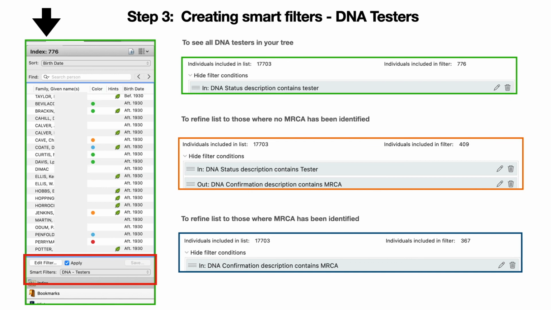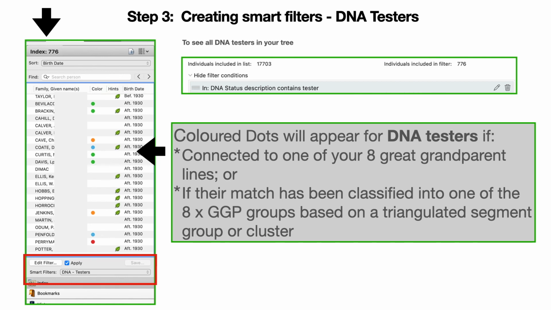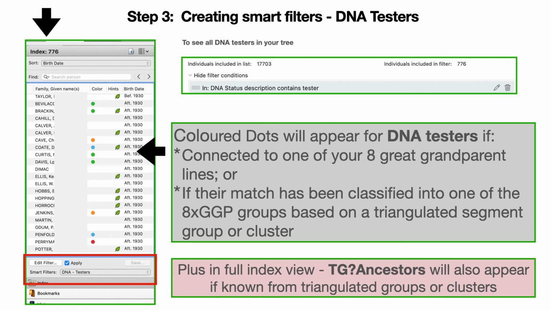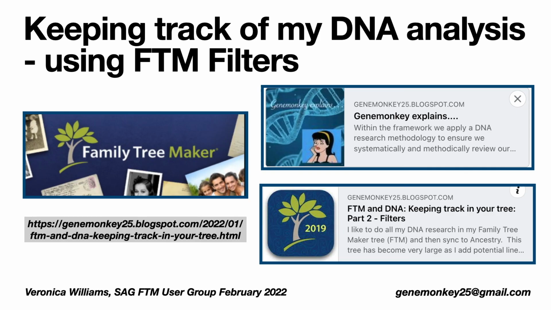So you can see the DNA testers there with a coloured dot. The ones that will have those dots appearing are where you have actually connected them to one of your ancestral lines, and it'll show the colour of the dot that you've notated for that particular great-grandparent, or if their match has been classified into one of those groups based on a triangulated group or cluster. And remember that when you're looking in the full index view, TG ancestors will also appear if they're known from those triangulated groups or clusters.